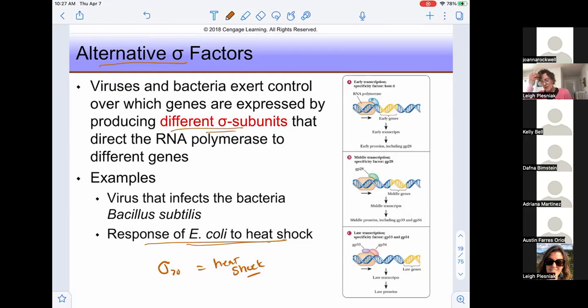And so in prokaryotes, binding of RNA polymerase to the promoter is the rate limiting step for transcription. So if you have something that can deliver the RNA polymerase to a specific set of genes, that will be an effective way of initiating transcription.